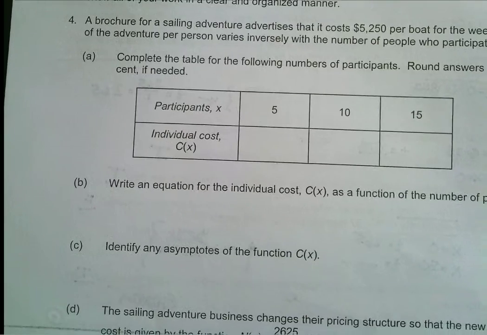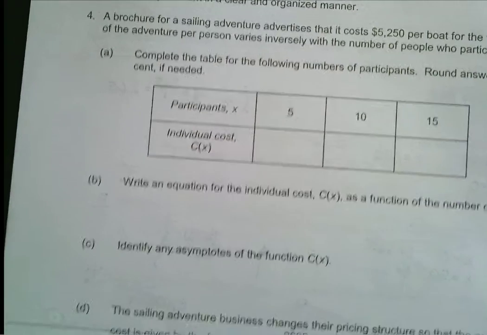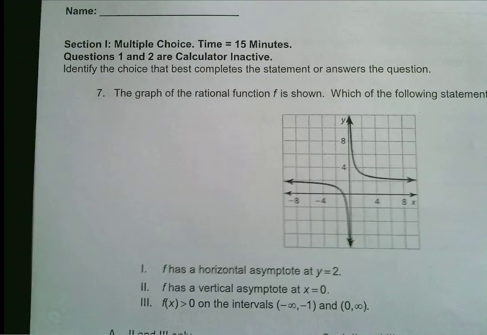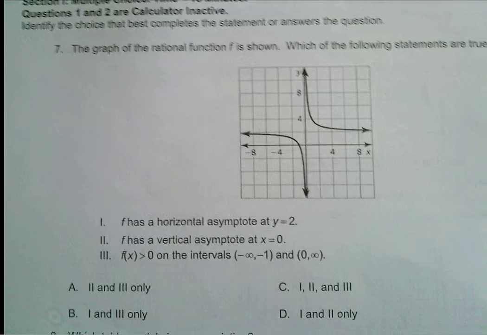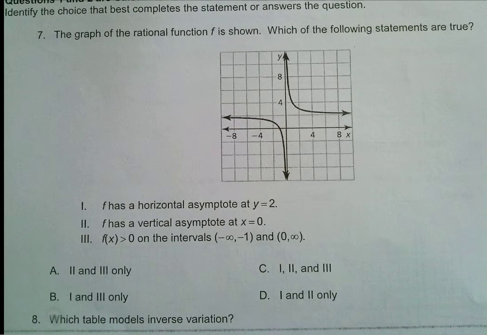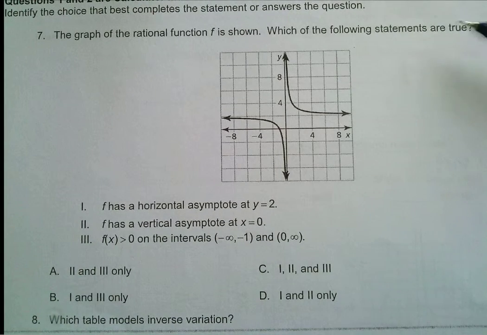So here it says, a graph of the rational function f is shown. Which of the following statements are true? So we need to go through, and once again we need to say, okay, is this one true, false, true, false, true, false? Don't even look at the answer options for these ones. They're not helpful. They aren't going to do anything for you. These are what matter.